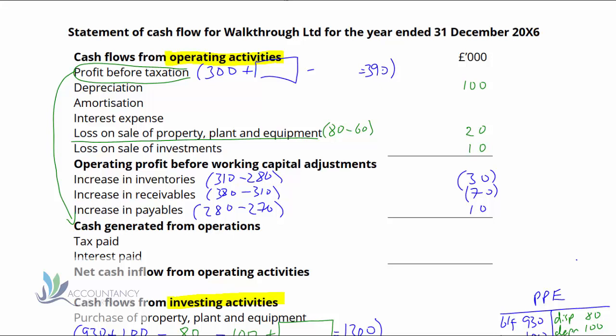We have an interest expense at the top. Remember that interest expense may include accruals, and therefore that's not necessarily a cash figure. And then we have interest paid at the bottom of the first section, and this is actually the cash that was paid. So we need to put the number in twice.